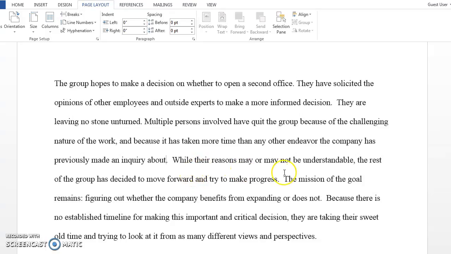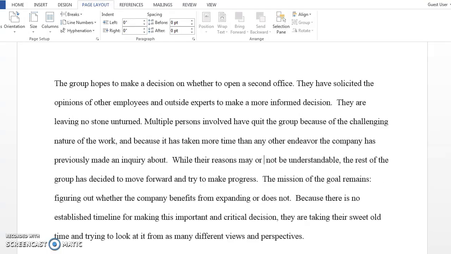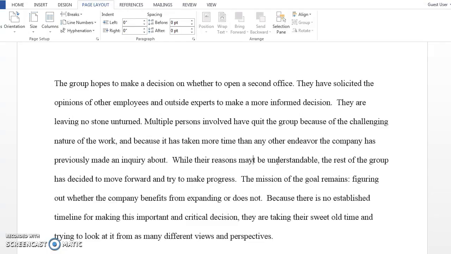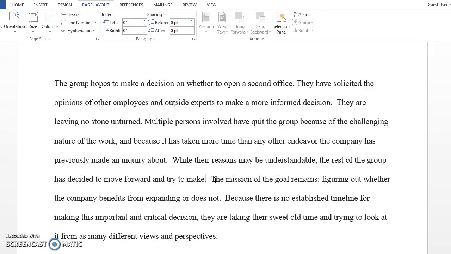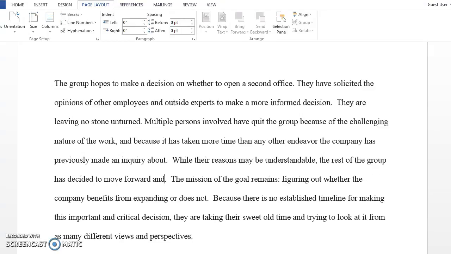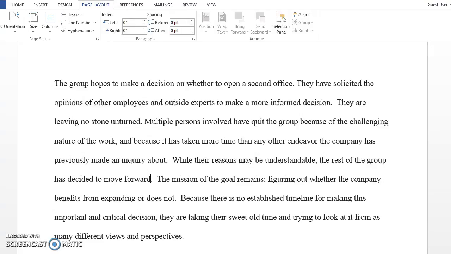While the reasons may or may not be understandable, the rest of the group has decided to move forward and try to make progress. May not, same thing, really. And if you ask me, moving forward is making progress. So let's get rid of that. And what do you know? We've dropped 28 words already.